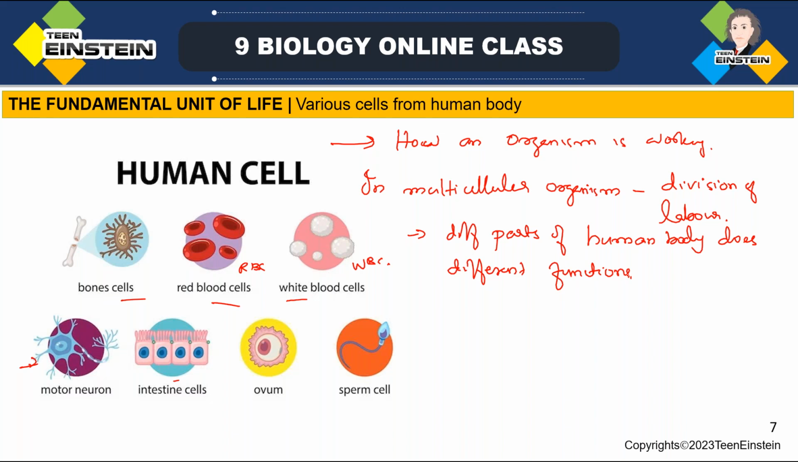Okay. So different parts of the human body perform different functions. You know that in a human body, different works or different functions are going on. So in that, the heart is pumping blood, right? What is the function of the heart? It is pumping blood, right? Stomach, what is the function of the stomach? Digestion.